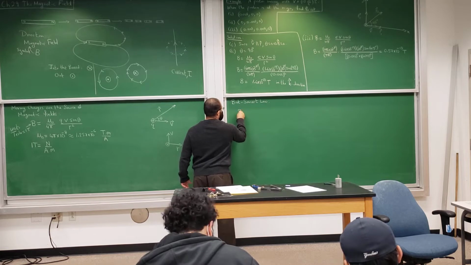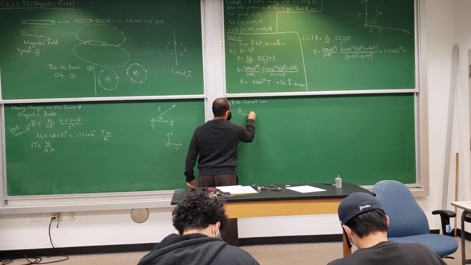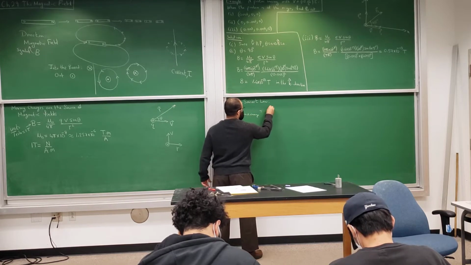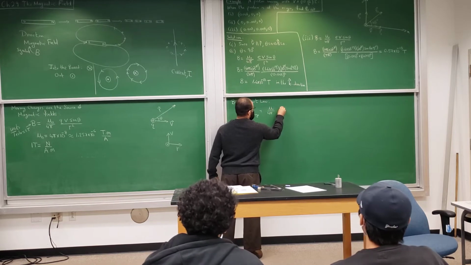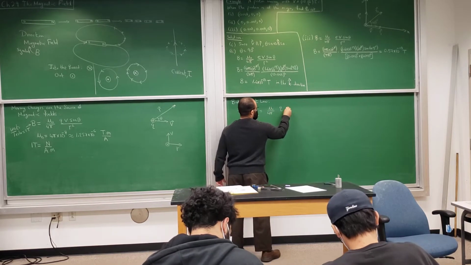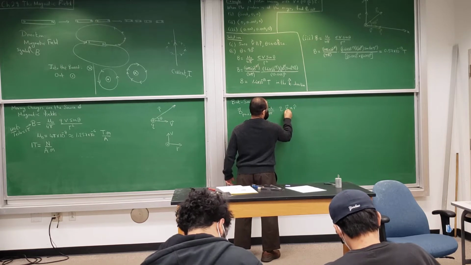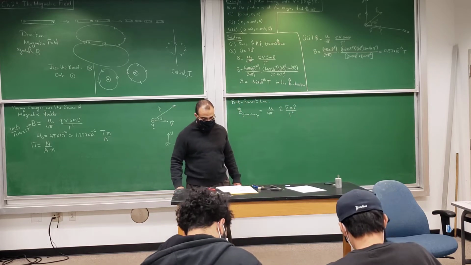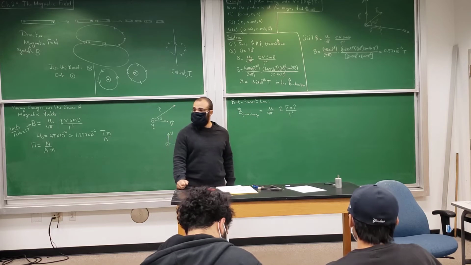So the magnetic field of a point charge equals mu naught over 4 pi, and then q, and then v cross r hat divided by r squared. Yeah, that's the magnetic field due to a point charge.